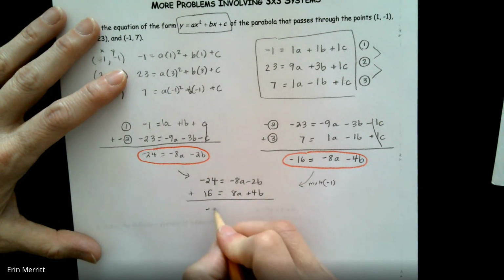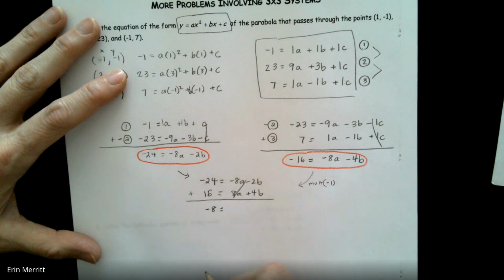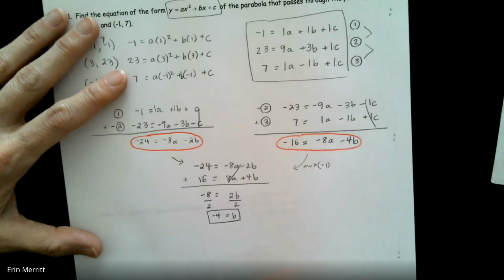So right here, this should give me -8. This cancels. This gives me 2b. And then if we go through and divide, this is going to give me b equals -4. So there's my first solution. Stick with that 2 by 2.